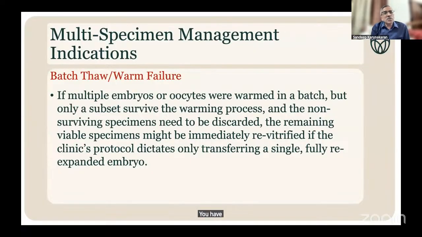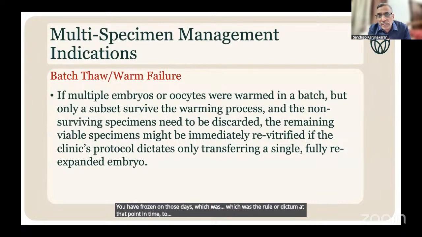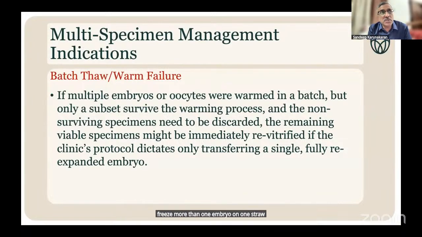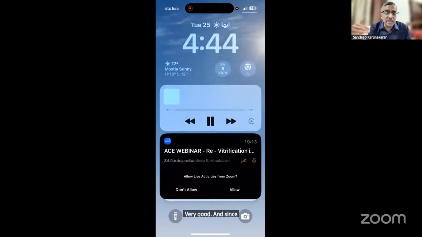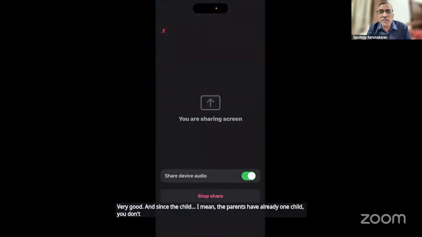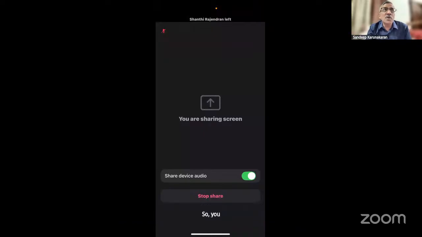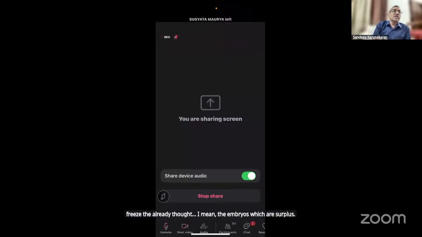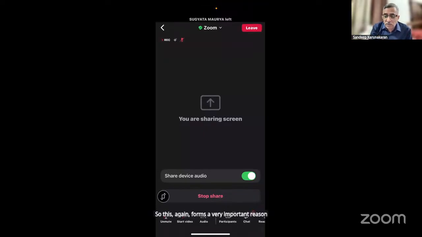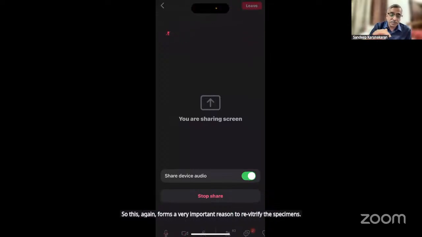You have frozen on those days, which was the rule or dictum at that point in time, more than one blastocyst on one straw. You thaw that. You have, for example, 3 embryos on one straw. You thaw that, you realize all 3 have warmed very well. Since the parents have already one child, you don't want to give them twins now. So you have to freeze the embryos which are surplus. So this again forms a very important reason to revitrify the specimens.